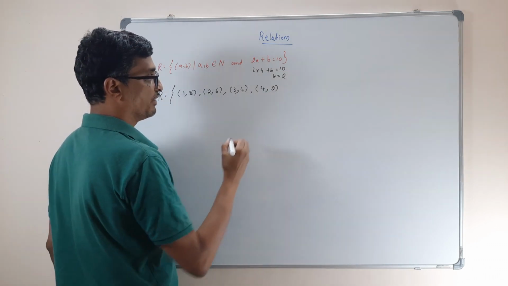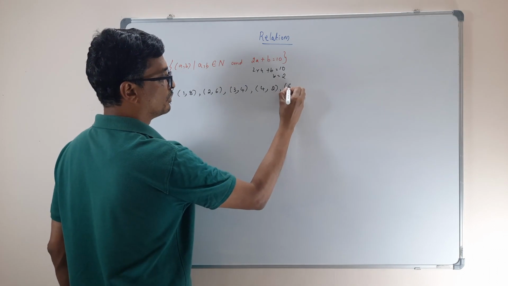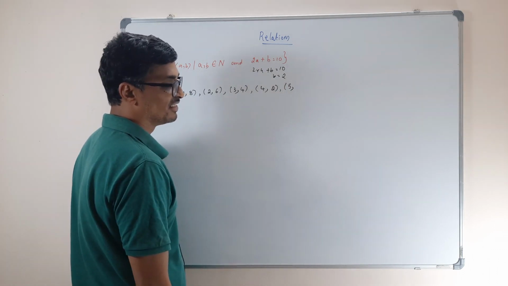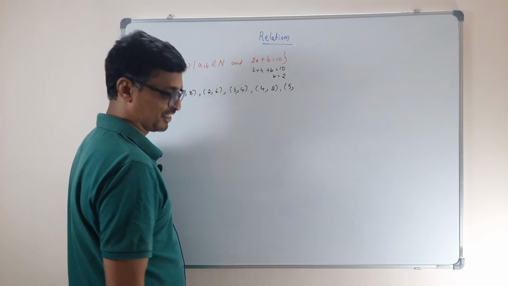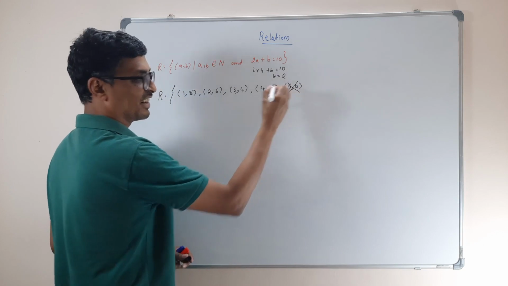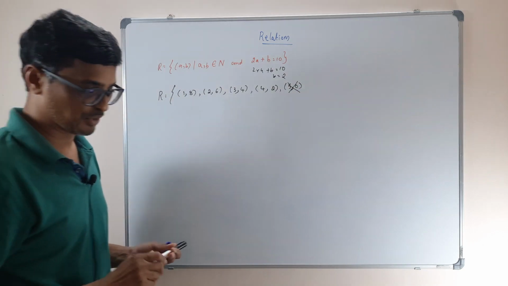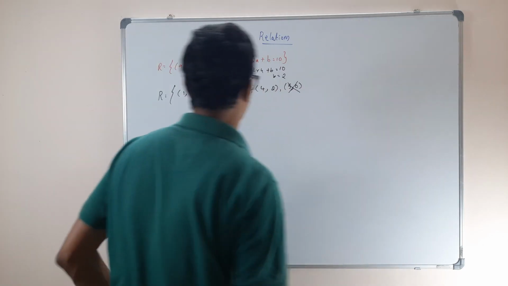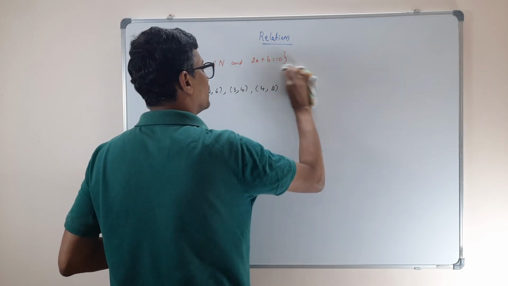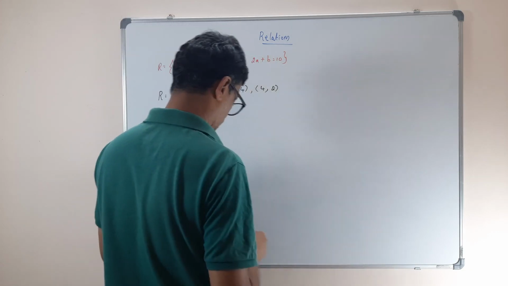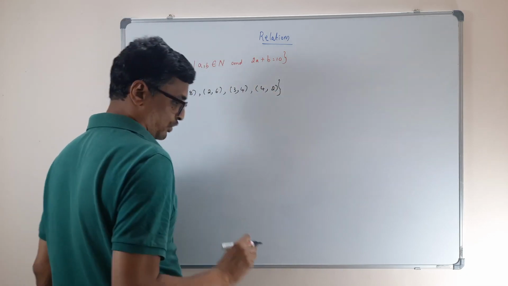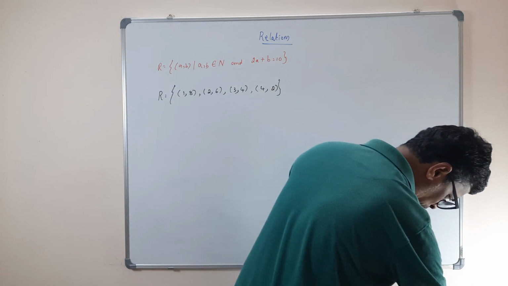Is there anything else? Can we have 5? Yes, B equal to 0. But 0 is not a natural number, so this is not correct. So that's all your set is. This is the set we have. Now what is the question they are asking?